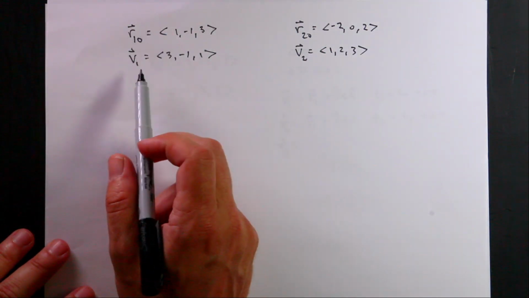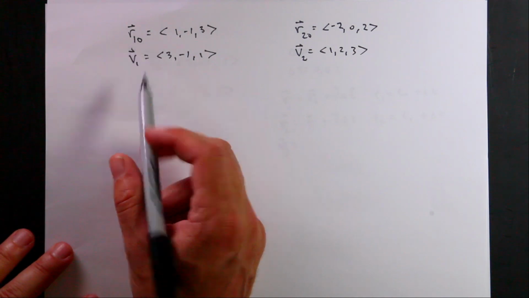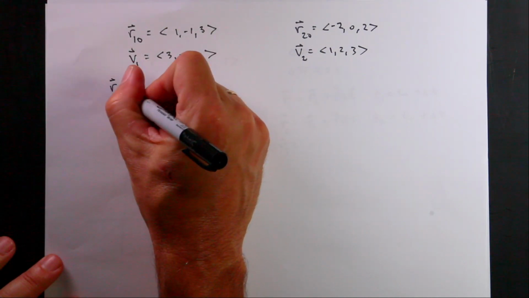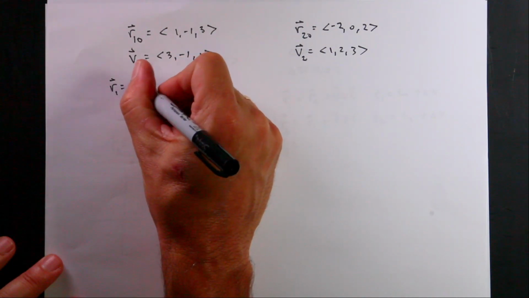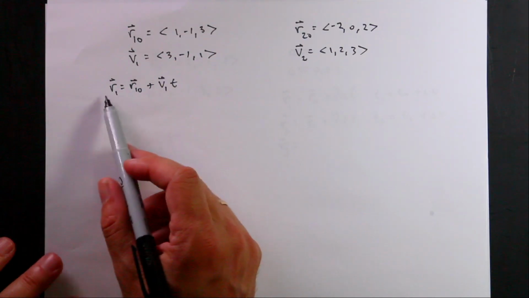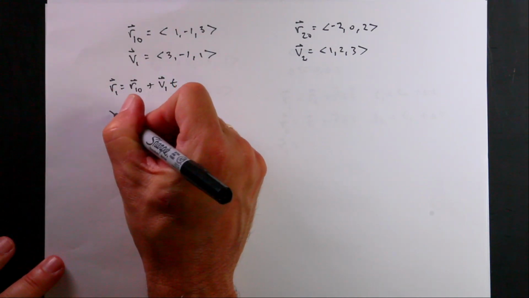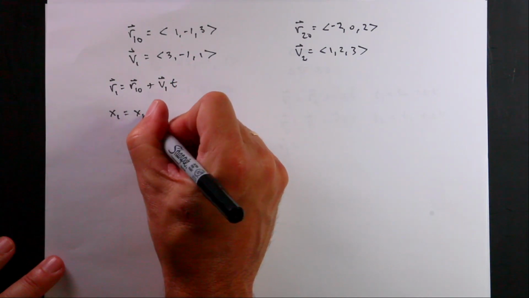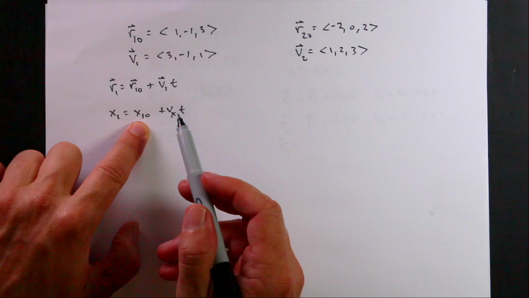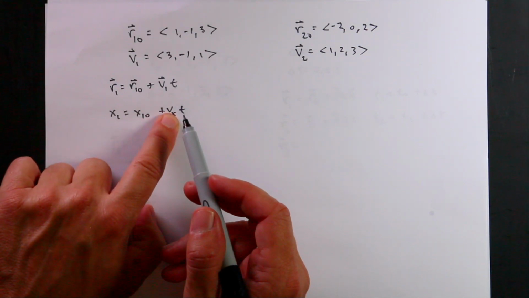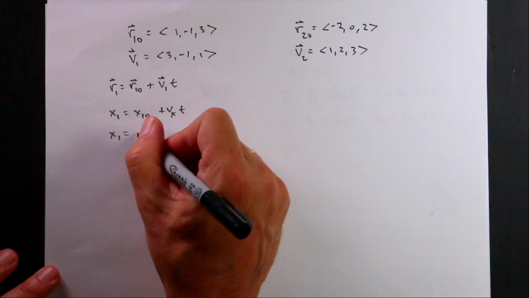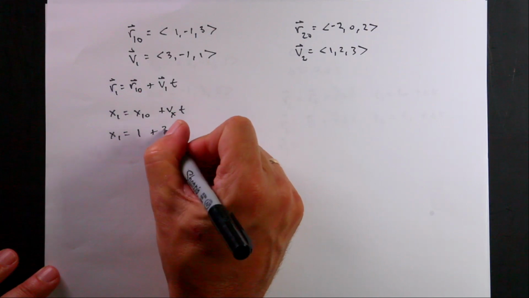So if I want to write this in parametric form, I would just write the following. Remember, I'm going to write it out as r1 equals r10 plus v1 t, and this is the position at t equals 0. So if I write this as just the x components, I get x1 equals x10 plus vx t. But as a number, I know x10 and I know vx, right? So that would be x1 equals x10, which is 1, plus 3t.